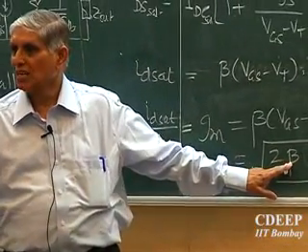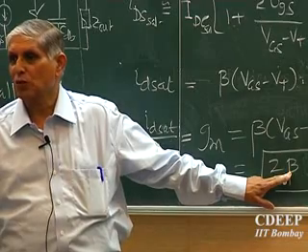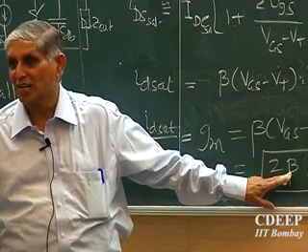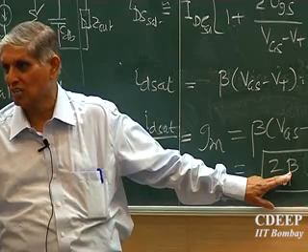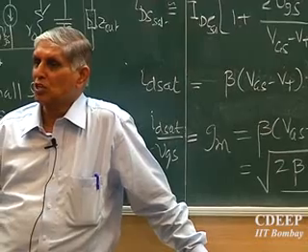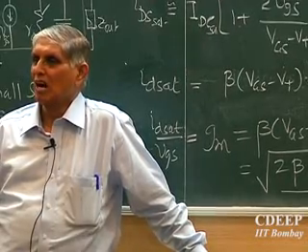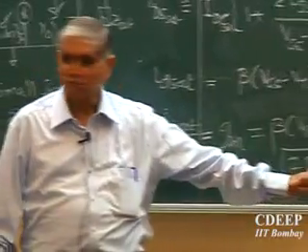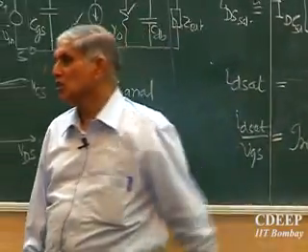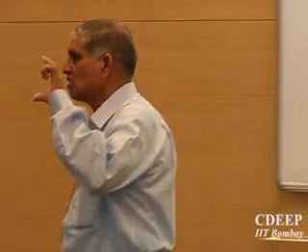So it's beta. Beta is what? Mu Cox W by L. So if I use N channel, mu N will be higher than mu P. So first I should use N channel device and then increase W by L to increase this gm. And then r0 will be decided by whatever IDS I fix. So I can only increase the gm r0 value if I increase the size of a transistor.